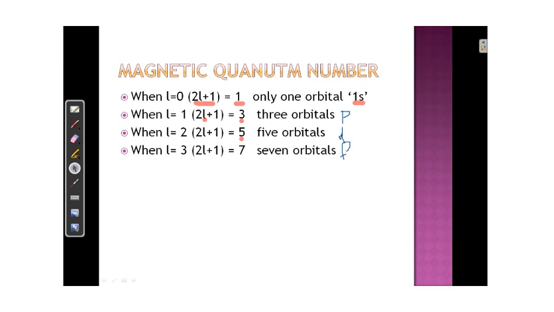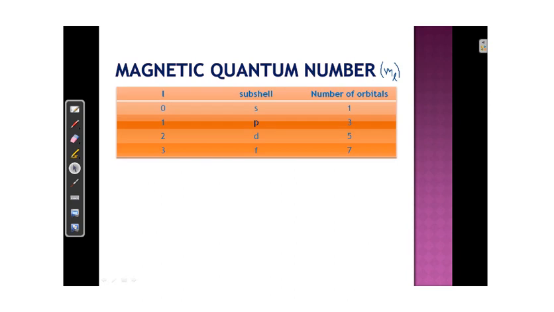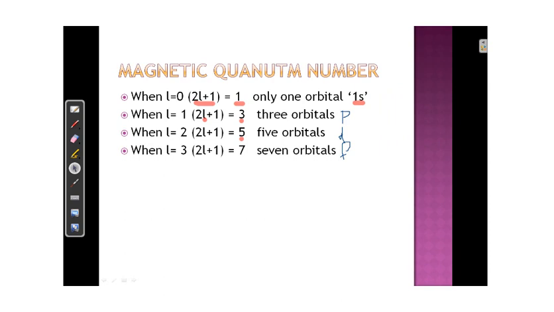So as in the tabular column, when l is equal to 0, it is S subshell, number of orbitals is 1. When l is equal to 1, it is P subshell, number of orbitals is 3. When l is equal to 2, it is D subshell, number of orbitals is 5. So how we got this 1, 3, 5, 7 according to 2l plus 1.